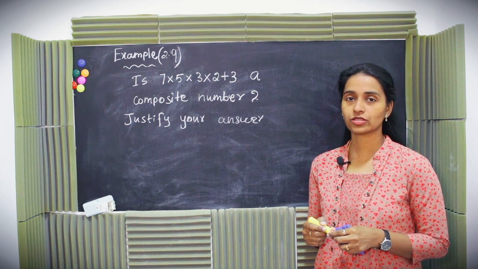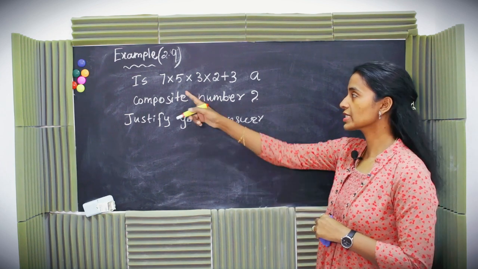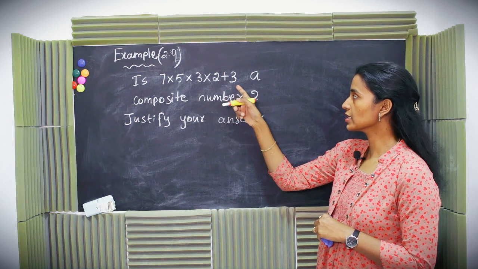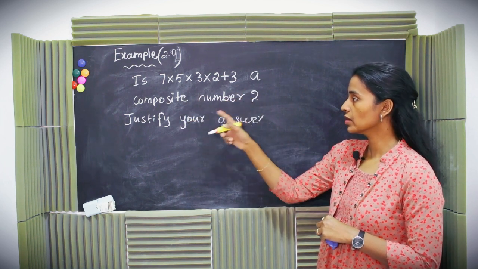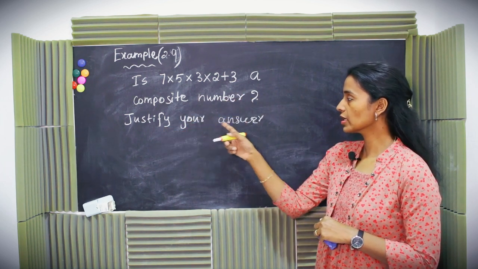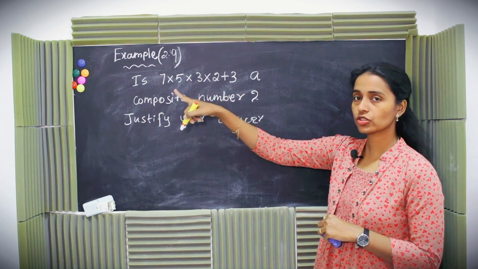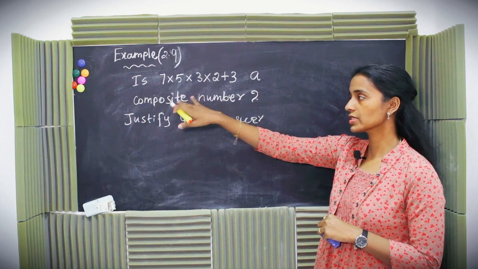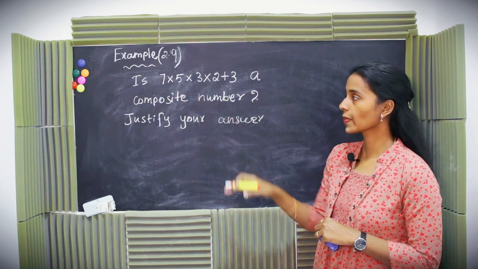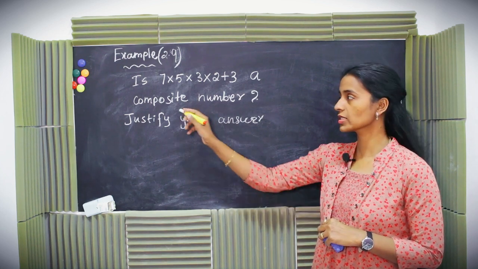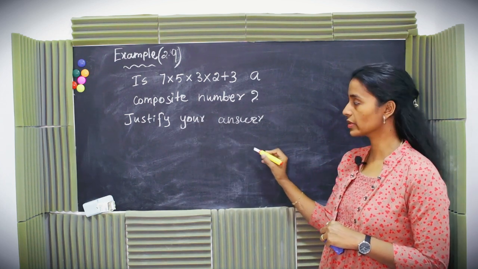Now we can read the question. Here the question is: is 7 into 5 into 3 into 2 plus 3 a composite number? Justify your answer. We need to check whether this number is composite or not. Here we have to know the concept of what is a composite number and a prime number.